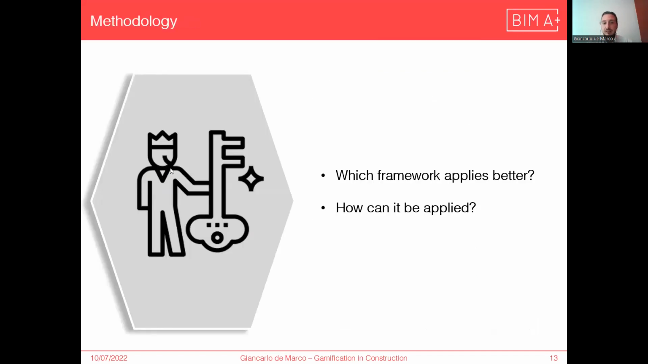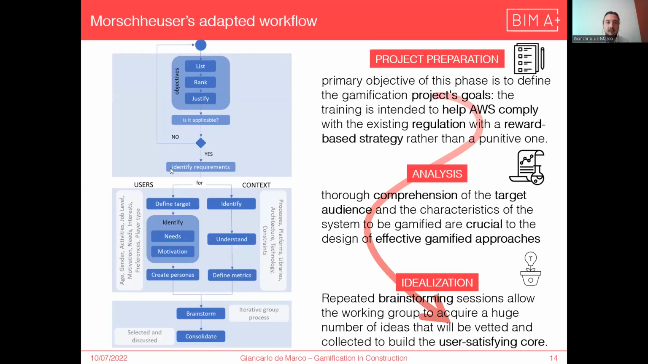Which methodology can be applied to our work? Well, an extensive literature review has been conducted, and I would say that this Marsh Hours workflow fits very well. It defines 7 phases. Here we see only 3. The following 4 will be in the next slide. Starting from the beginning, there is the project preparation. In this case, we define the goals by listing, ranking, and justifying the objectives we want, and then evaluating whether they were applicable or not.